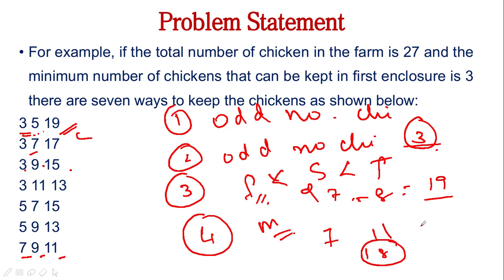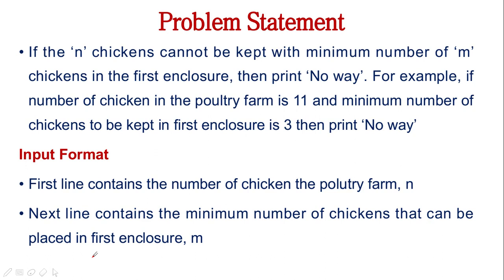Totally there are only 27. And then in the third enclosure I would have to put 9 chicken, which violates the constraint that the number of chicken in the third enclosure should be greater than the first and the second. So this combination is not possible. We can observe that not all combinations are allowed. I am not allowed to do 7, 11, 9 or 7, 13, 7, because the constraints of the problem say that this relationship should be maintained.